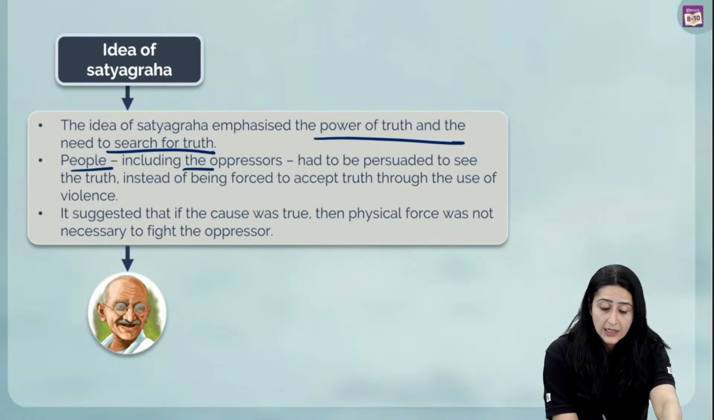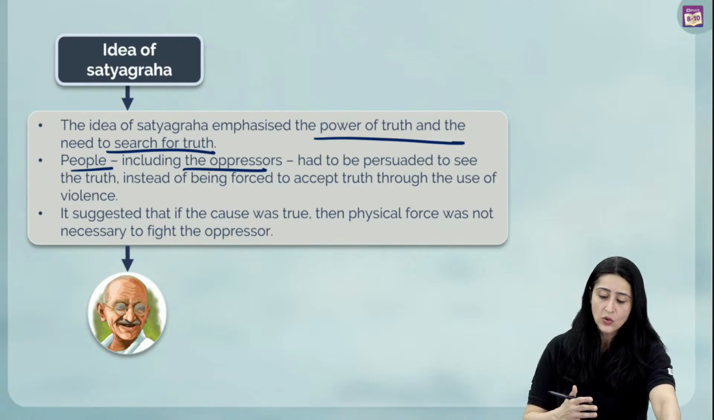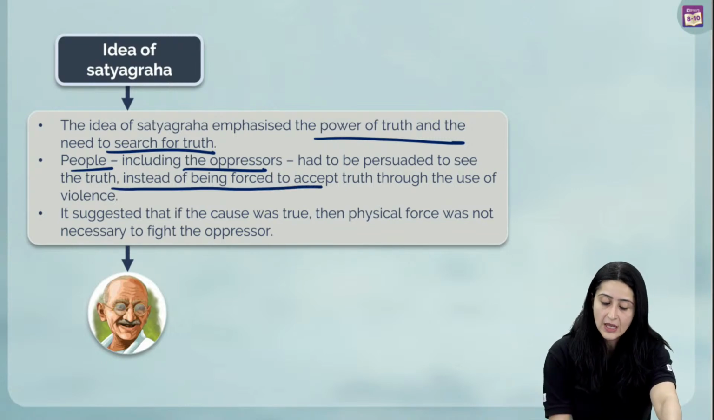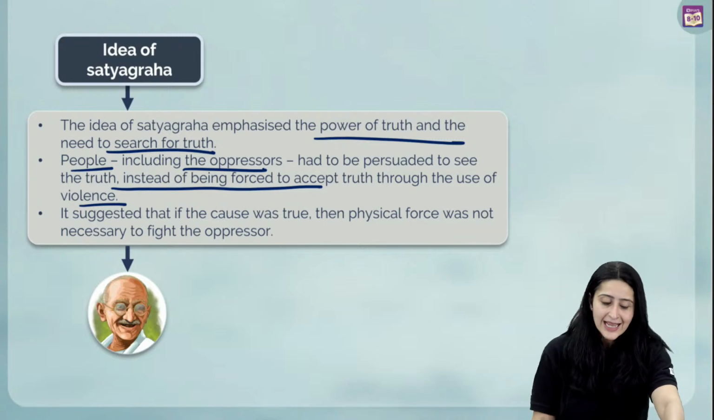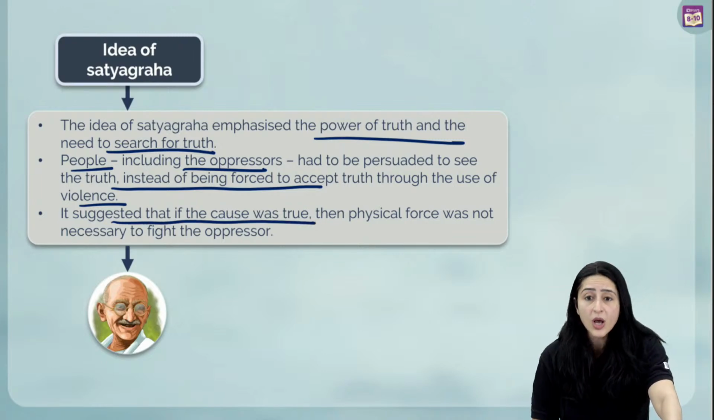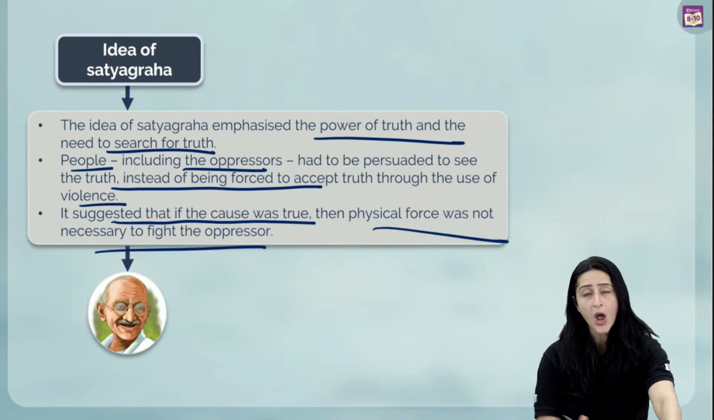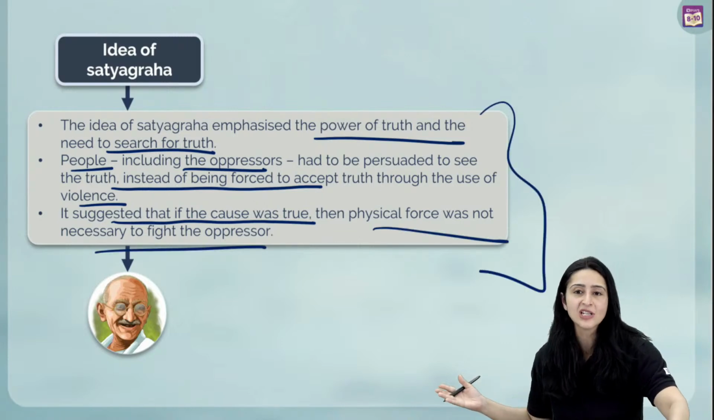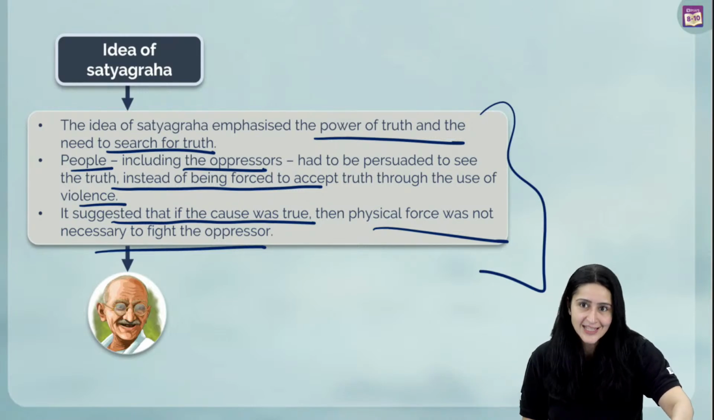And people, this includes the oppressors, have to be persuaded to see the truth instead of being forced to accept truth through the use of violence. It is suggested that if the cause is true, then physical force is not necessary at all. If you take all these points, you will be able to answer all the 3 questions that have been given to you. Right?